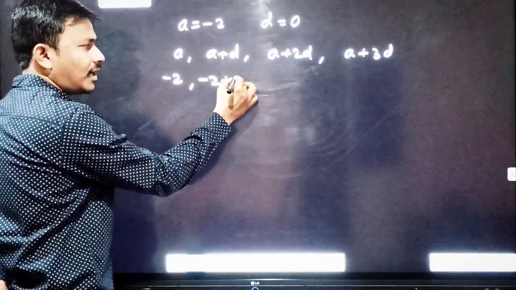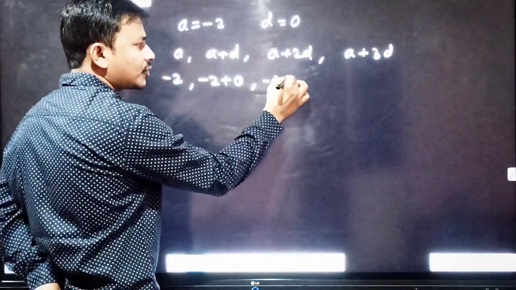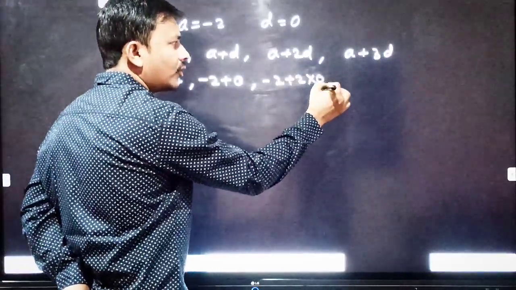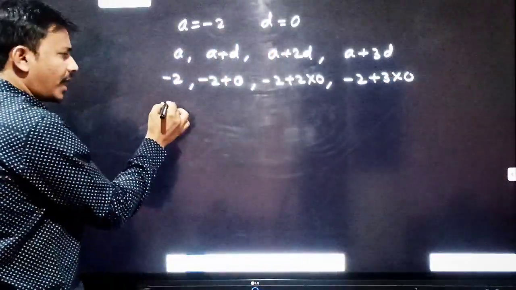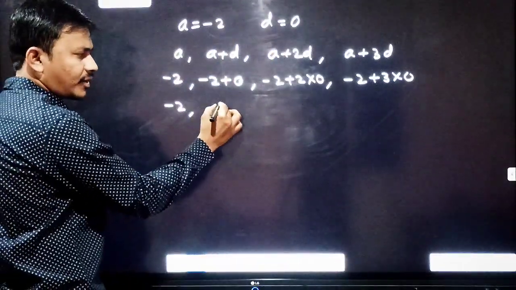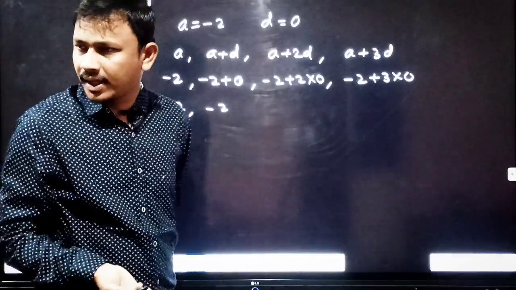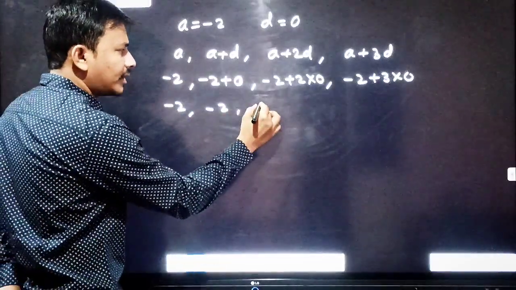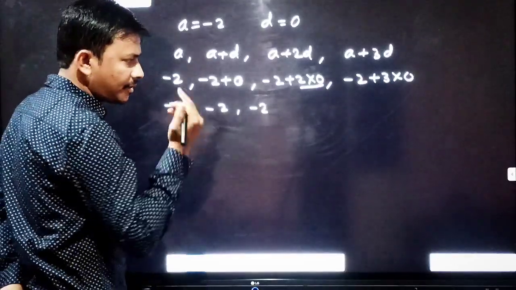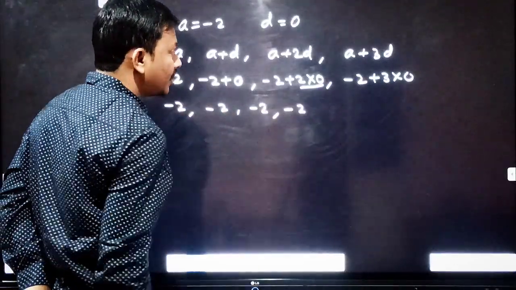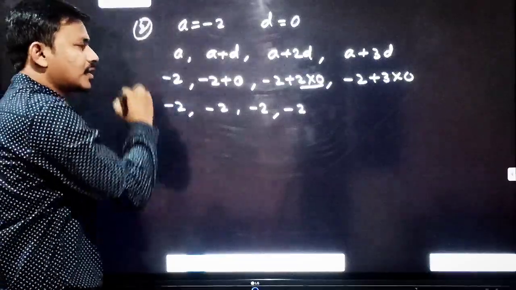-2, comma, -2 plus D value 0, -2 plus 2 into 0, comma, -2 plus 3 into 0. -2 plus 0 is -2. Correct? Comma, -2 plus this is 0, -2 plus 0 is -2. This is the second solution.